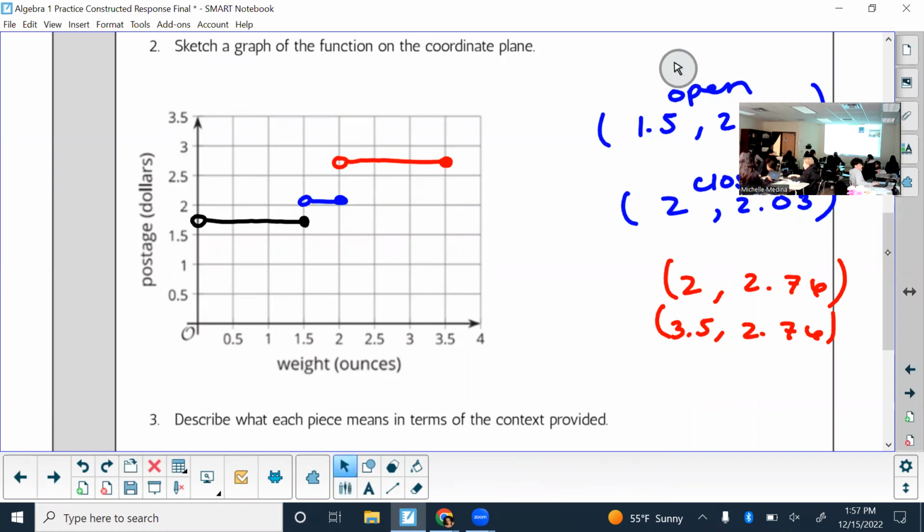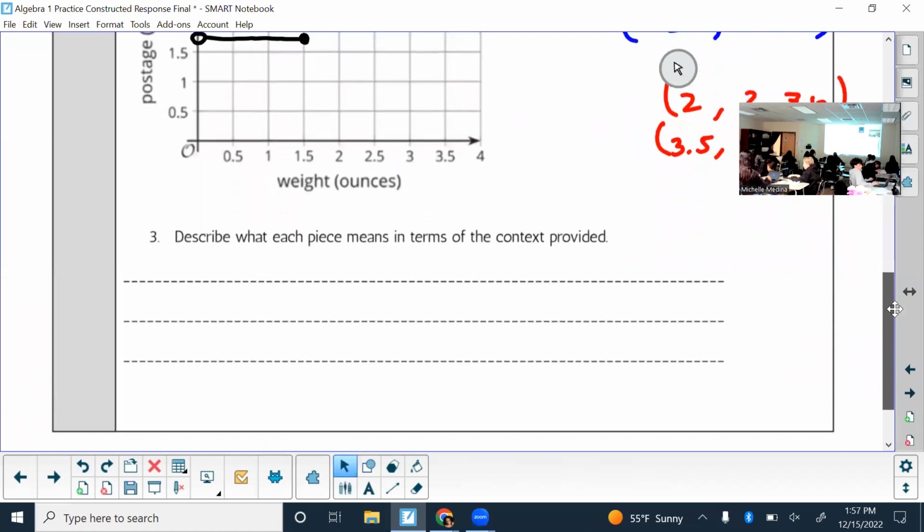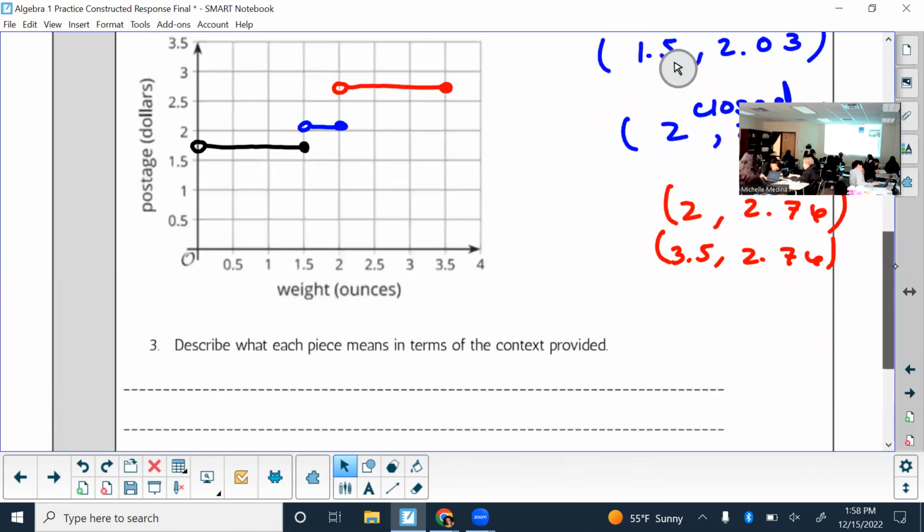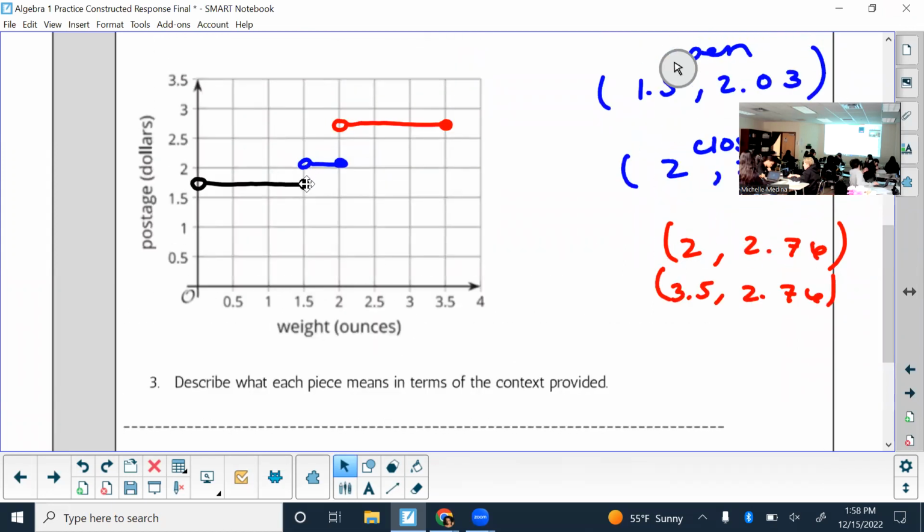And then down here, it basically just says describe what each piece means in terms of the context provided. So just summarize it. It just says basically above 0 up to 1.5, it costs 2.75. Above 1.5 up to 2, it costs 2.03. Above 2.76 up to 3.5, it costs 2.76. That's all you really need to say.